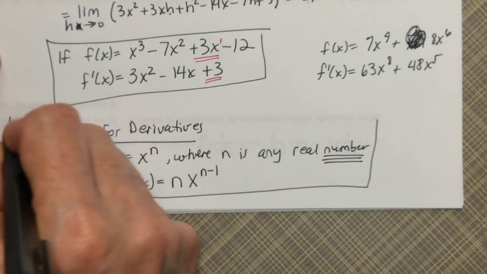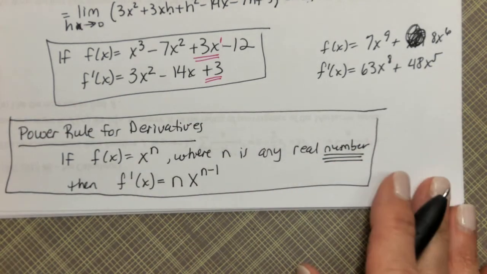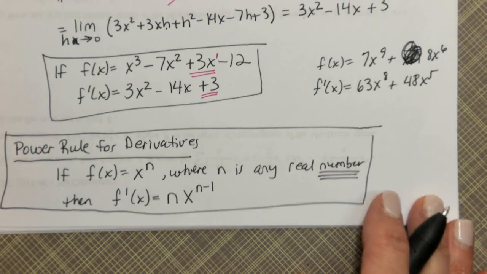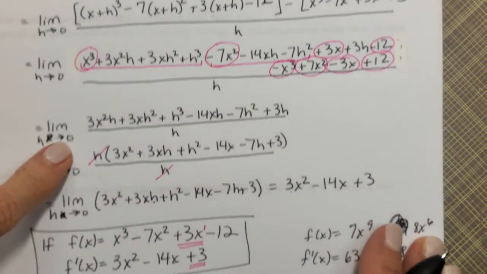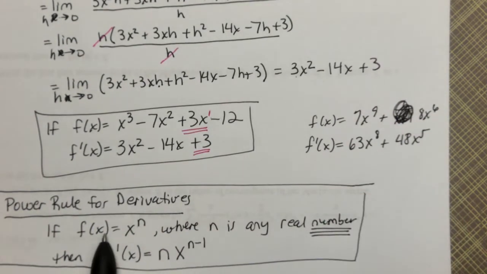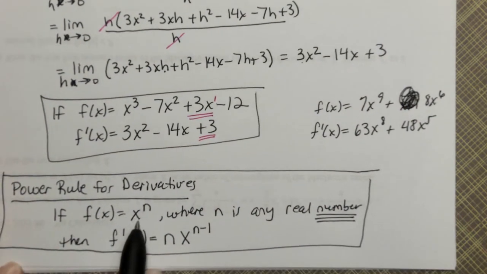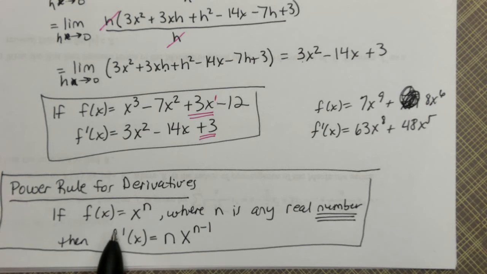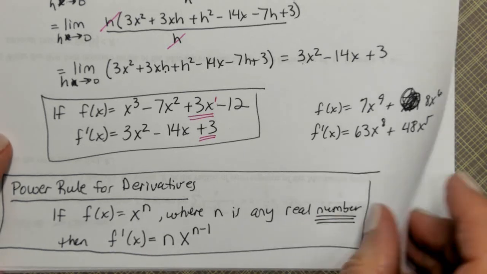This is a lifesaver because we don't have to go through the limit process to find a derivative, if our function is in the form x to a power. That's crucial. Our function has got to be in the form x to a power. Okay? Let's look at some more examples.